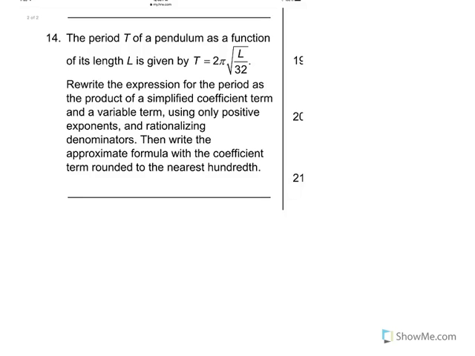Number 14, the period T of a pendulum as a function of its length L is given by this expression, the equation right here. We write the expression for the period as the product of a simplified coefficient term and a variable term using only positive exponents and rationalizing denominators. Then write the approximate formula with a coefficient term rounded to the nearest hundredth.